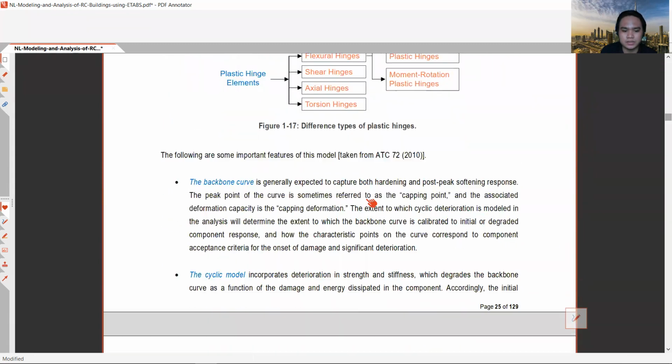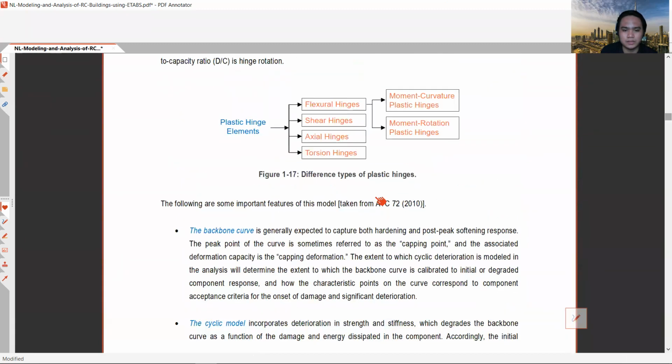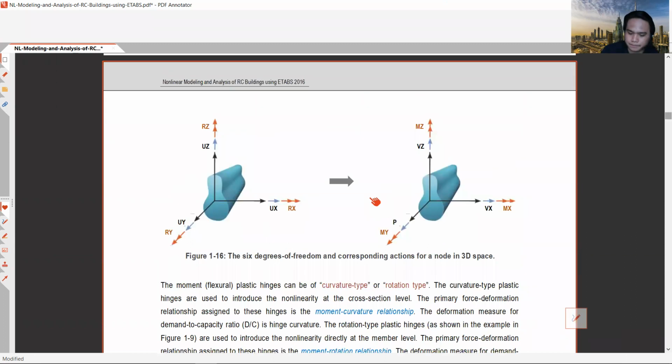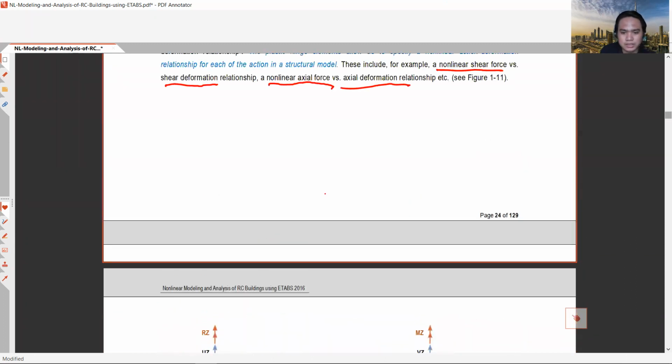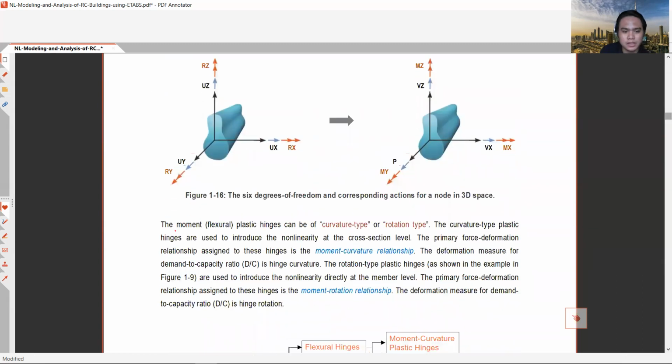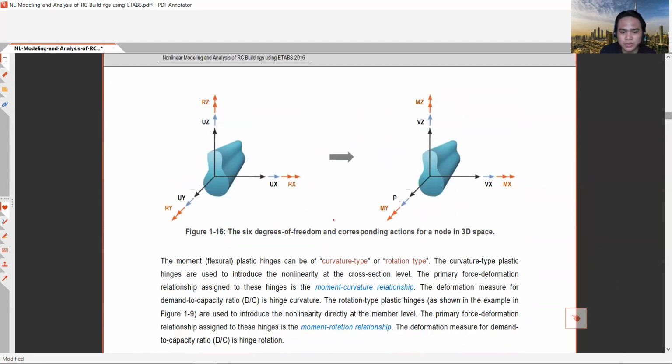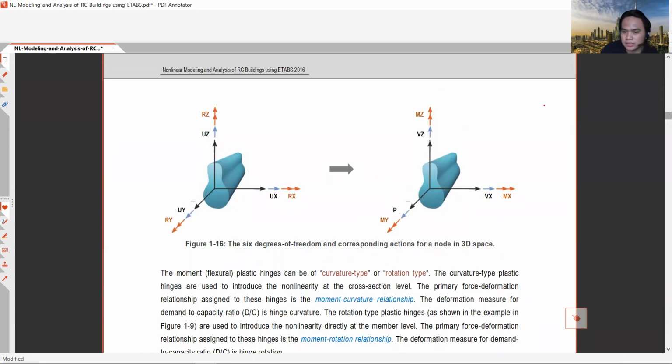So I think we should take note of that. According to this segment, the moment plastic hinges or the flexural plastic hinges have two parts. It can be a curvature type, and there is also a rotation type.